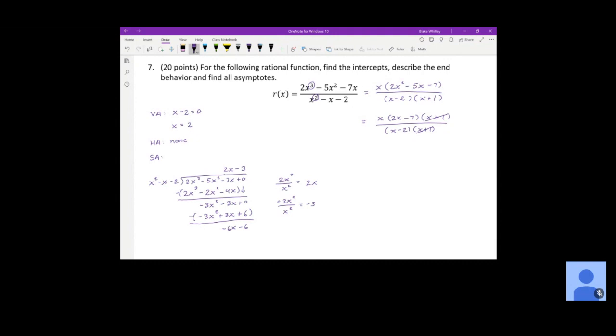We can't divide anymore because negative 6x we can't divide by x squared. So what we look at now is just the quotient piece of this up here. And so our slant asymptote is y equals 2x minus 3. Any questions about how I got that slant asymptote now?